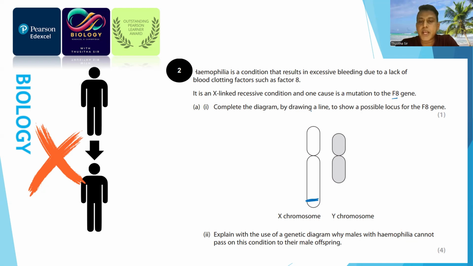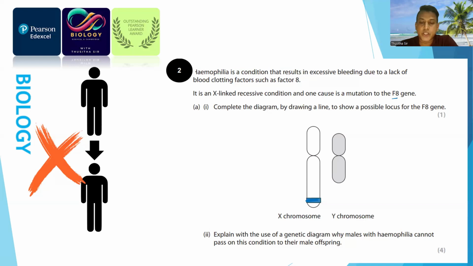Complete the diagram by drawing a line to show possible locus for F8 gene. So F8 gene is located on the X chromosome. So you have to clearly show it on the X chromosome. Now you can draw a line like this to show the F8 gene. There is actually a right locus for F8, but you are not checking where exactly it is located. So you can write it anywhere on the X chromosome, this F8 gene.